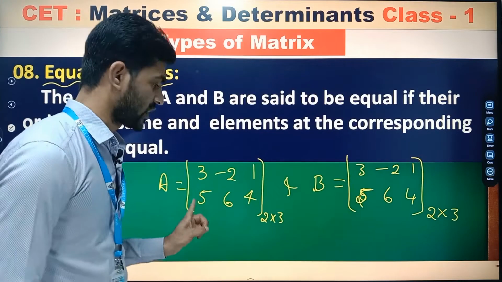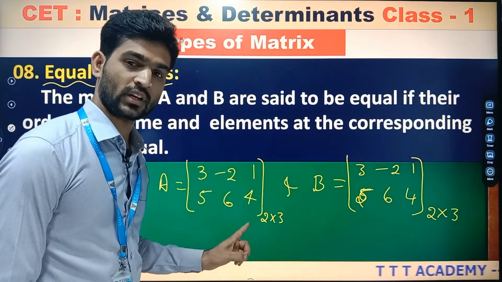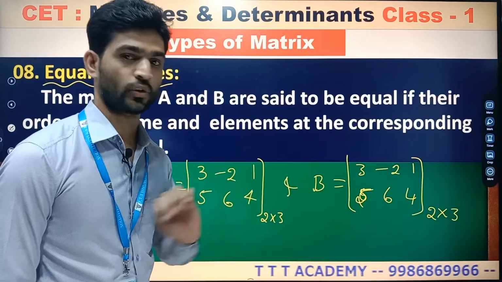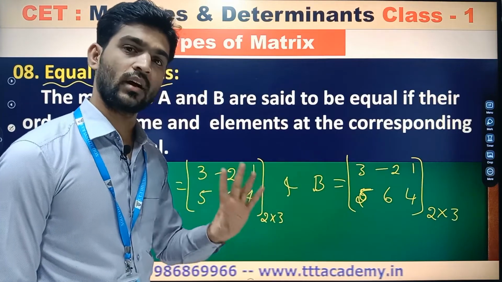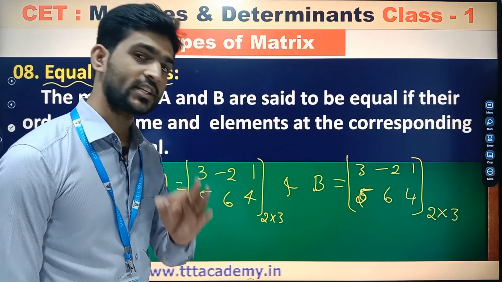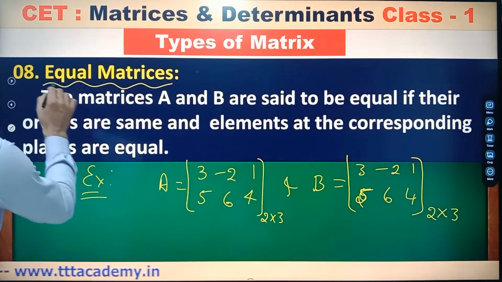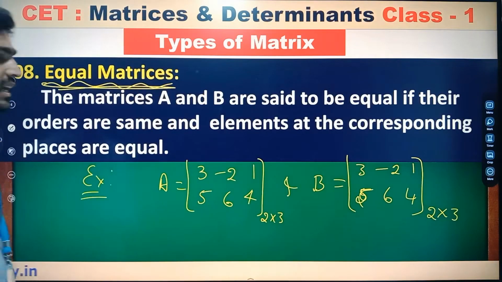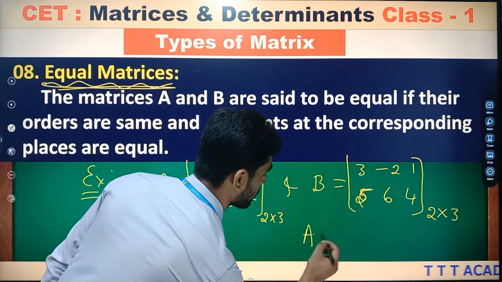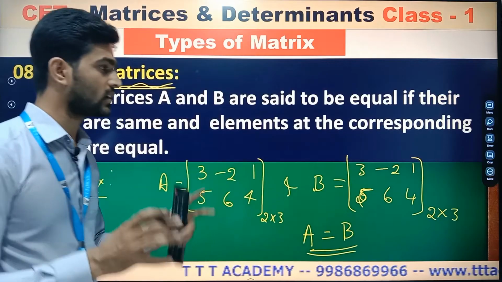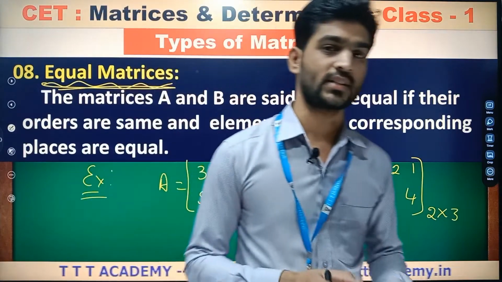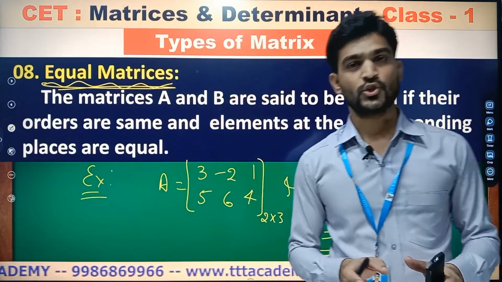See, A matrix size is 2 cross 3, B matrix size is also 2 cross 3, and A matrix elements and B matrix elements are all equal. Such type of matrices are called equal matrices. That is why I call them equal matrices. In this condition we can write A equal to B.